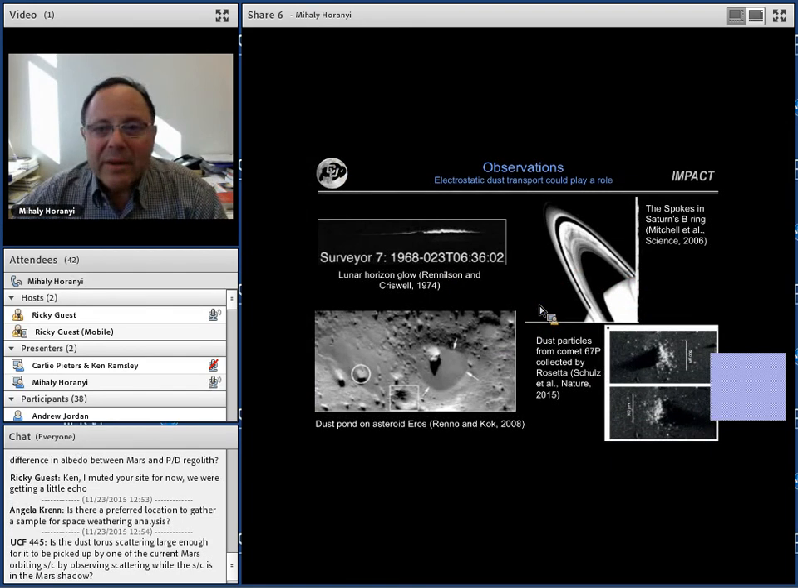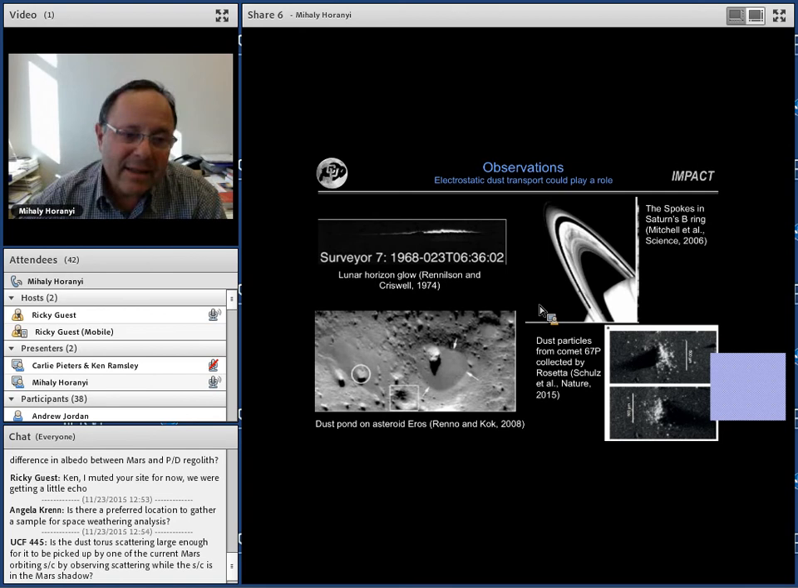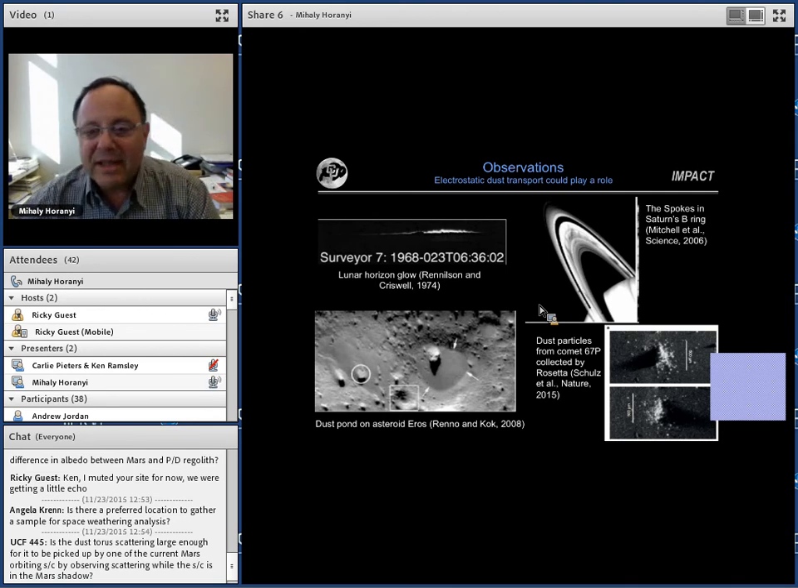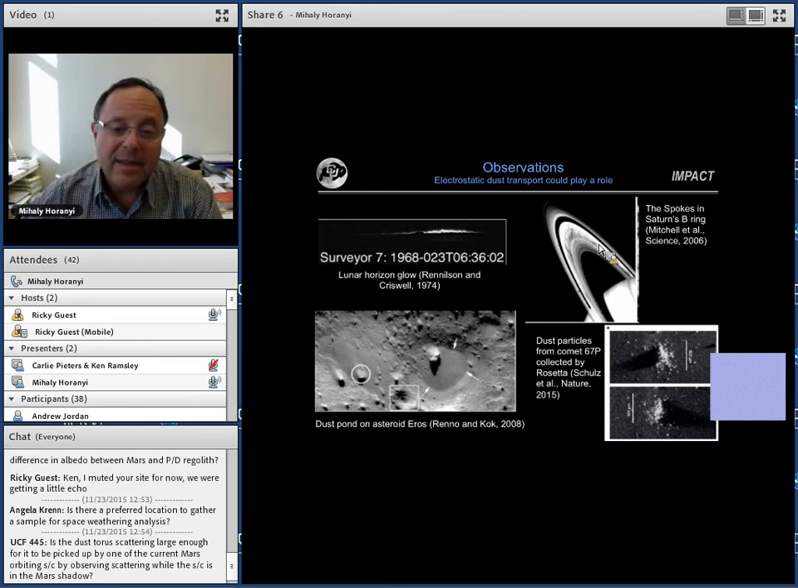So now I would like to move on. In addition to impacts, people have always argued that exposure to solar wind can also move dust around on airless objects. This is a montage of places where people argued that dust lofting and dust transport might be occurring at present, including the spokes of Saturn on the right, or the Surveyor TV cameras on the lunar surface seeing these hovering bright clouds after sunset. People argued that this has to do with dust levitation.